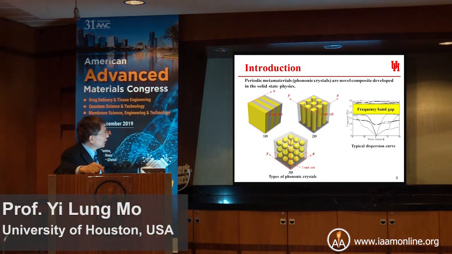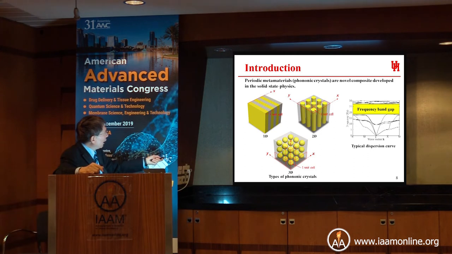And then you can see from geometry, we have 1D periodic metamaterial, 2D and 3D. 1D, as you can see right here, this is one unit cell. For example, this is rubber and concrete. One unit cell, we repeat the unit cell in one direction, it's 1D. This is another case, it's one unit cell. We repeat the unit cell in X and Y directions, it's a two-dimensional metamaterial.